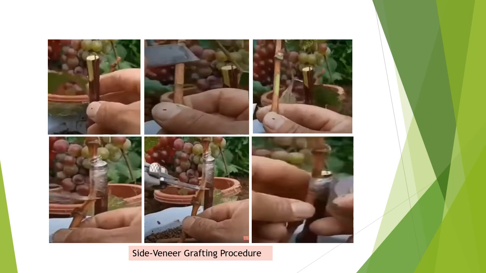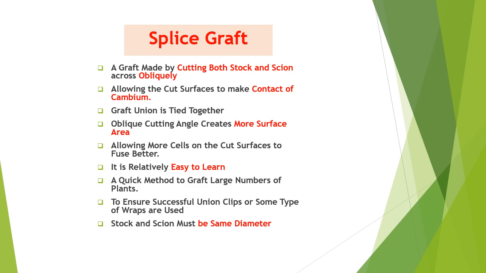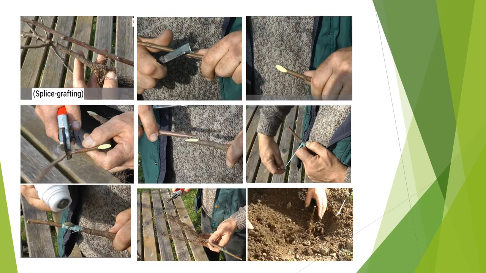So it is done in a number of plants which are successfully grafted with this type of graft. This type of grafting is called splice grafting, and you can do splice grafting on trees also.